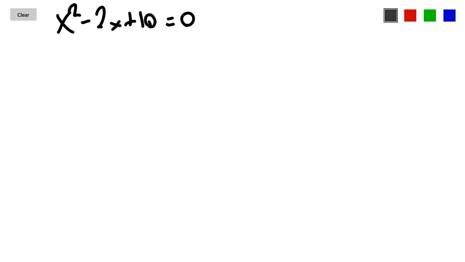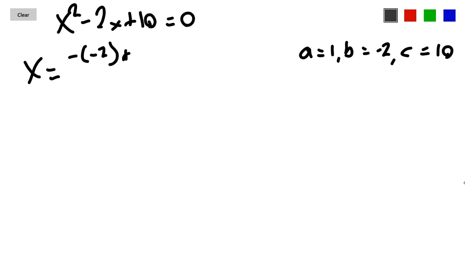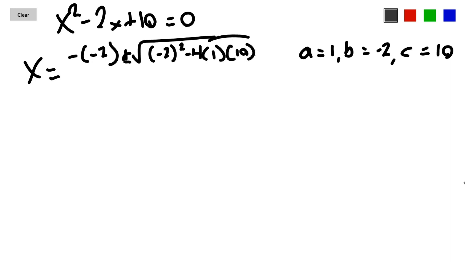But if you go to factor this, you're going to find that there aren't any factors that will get us to this quadratic equation when we FOIL it back. So I'm going to utilize the quadratic formula and say that a is equal to 1, b is negative 2, and c is equal to 10. So I have x is equal to negative of negative 2 plus or minus the square root of negative 2 squared minus 4 times 1 times 10, all over 2 times 1.